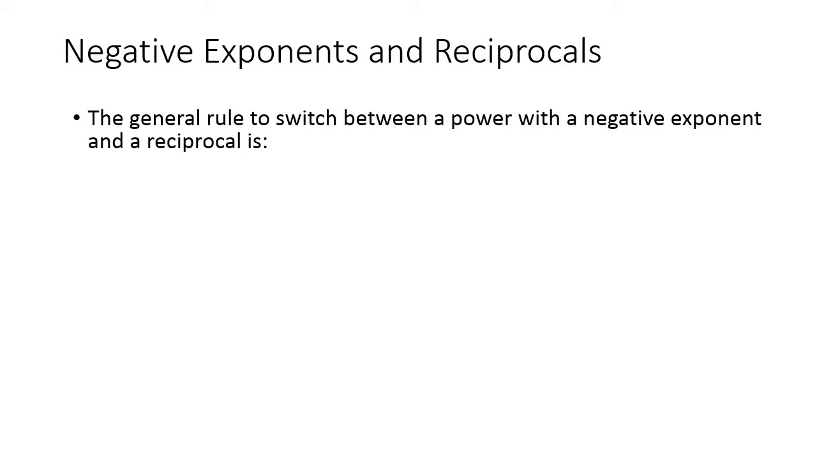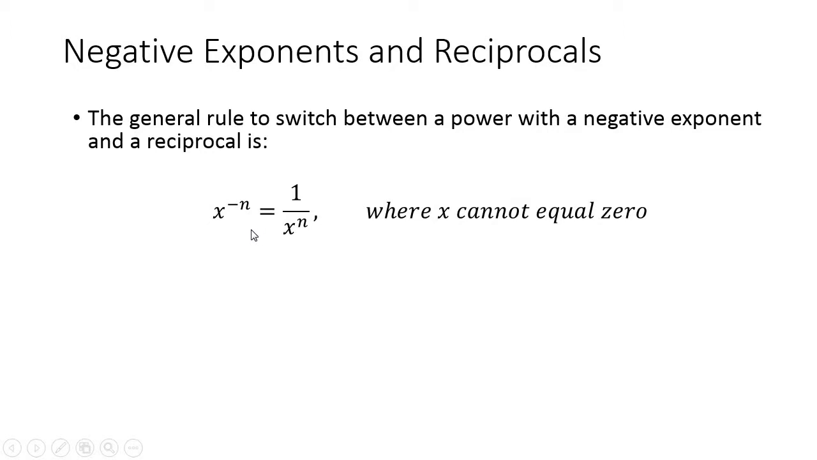So the general rule to switch between a power with a negative exponent and a reciprocal is x to the negative n equals 1 divided by x to the n, where x cannot equal 0. As you can see, our x to the n stayed on the bottom, in the denominator, and then our negative was replaced by a 1 divided by, a 1 in the numerator and a fraction there.